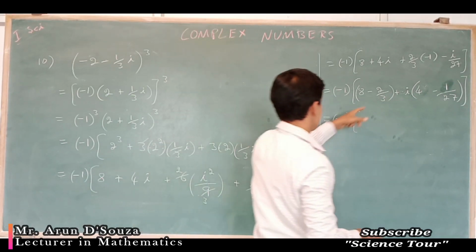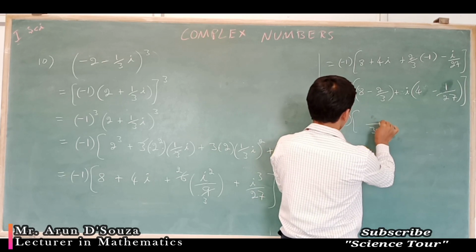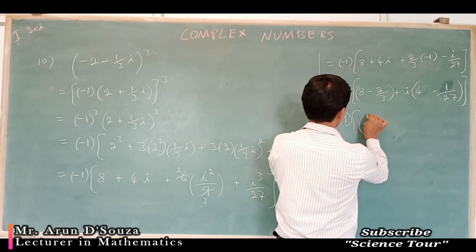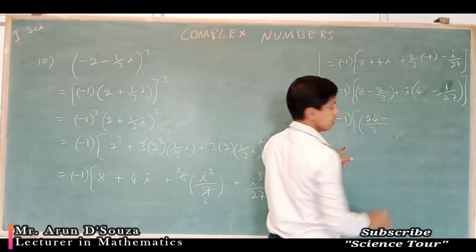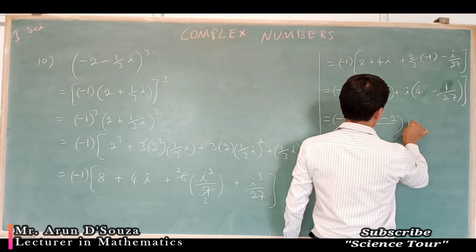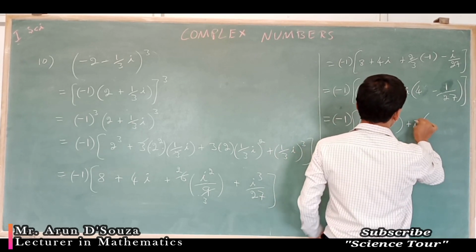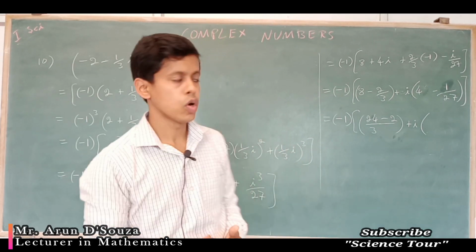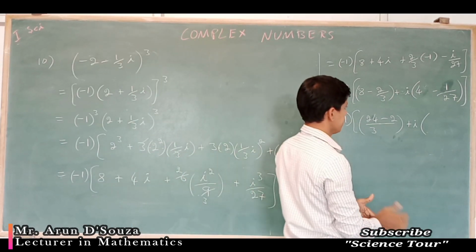Okay. So now take LCM 3. If you have taken LCM 3, you got to multiply 3 here. So 8 is 24 minus 2 here, plus i, and multiply 27 into. So how much do you get?